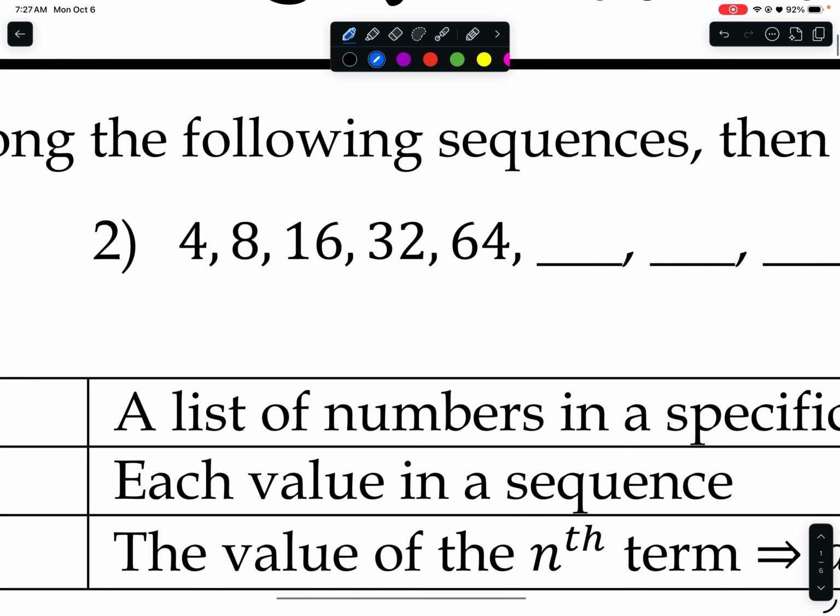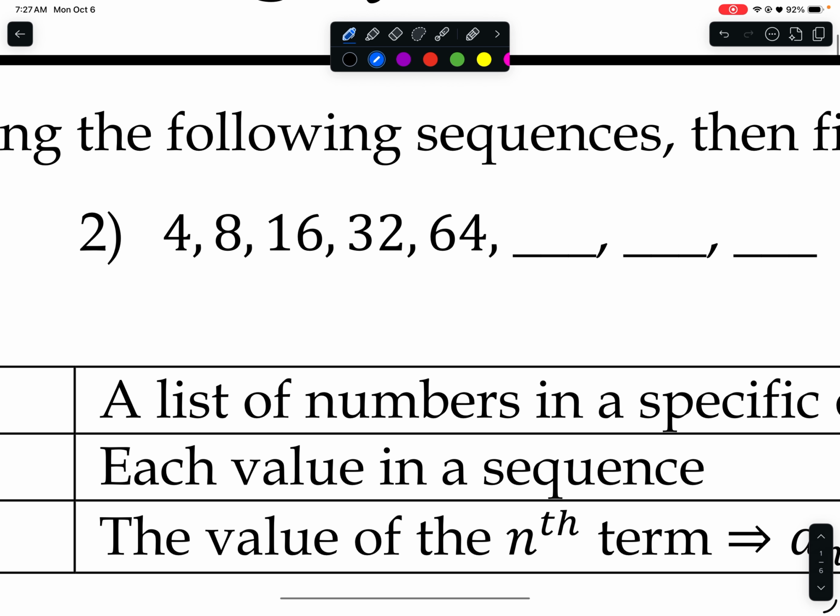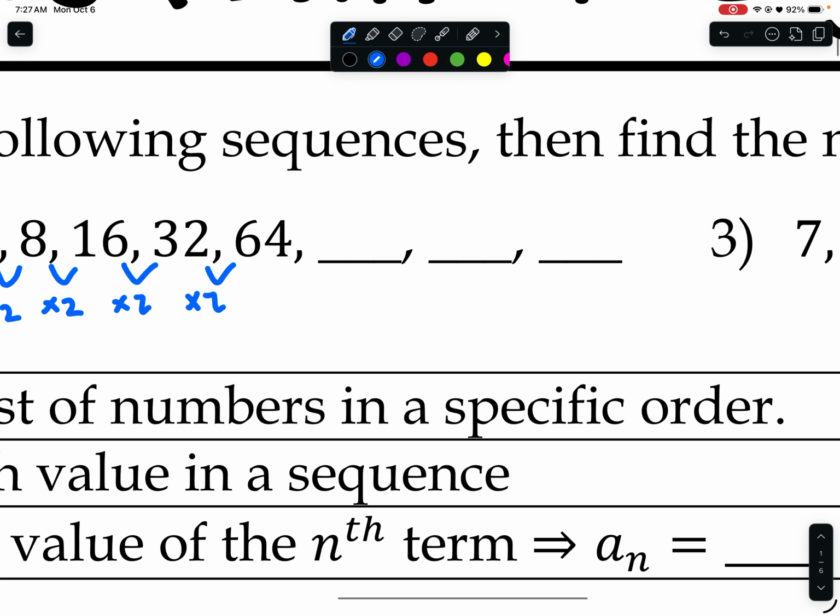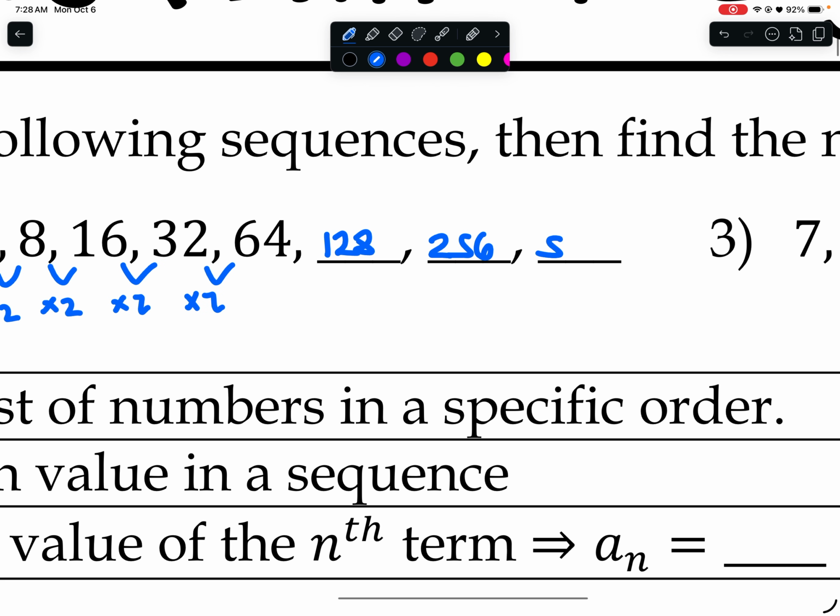So if I look at the next sequence here, so to go from 4 to 8 to 16 to 32 to 64, my clear consistent change throughout each of these terms would be times 2. So it has to be the same change throughout the entire sequence. So that means my next term would be 128, and then we're looking at 256, and then we're going to look at 512.